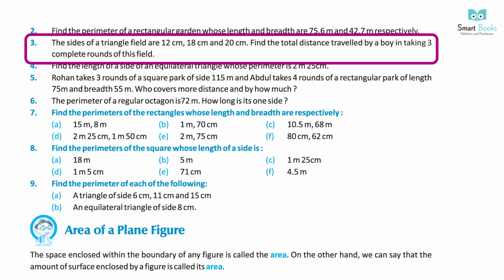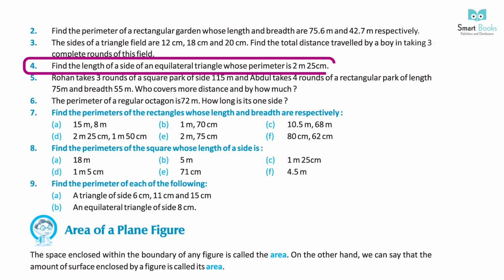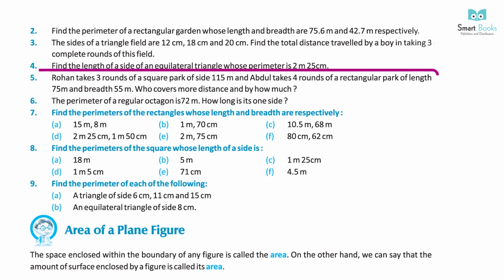Question 3. The sides of a triangle field are 12 cm, 18 cm and 20 cm. Find the total distance travelled by a boy in taking 3 complete rounds of this field. Solution. 150 cm. Question 4. Find the length of a side of an equilateral triangle whose perimeter is 2 meter 25 cm. Solution. 75 cm.